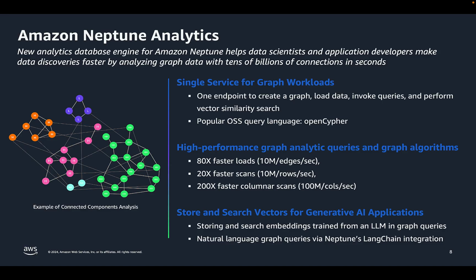So this is a new capability within the Neptune service. It's a single service for graph workloads where you use a single endpoint to create a graph, load data into it, and then perform analytical queries, including vector similarity search against that data. And Neptune Analytics uses OpenCypher as its query language. And because it's optimized for analytics, Neptune Analytics has very high load speeds and scan speeds.